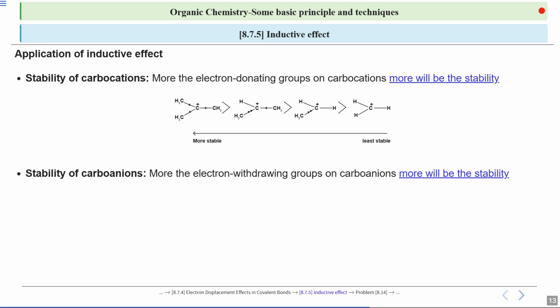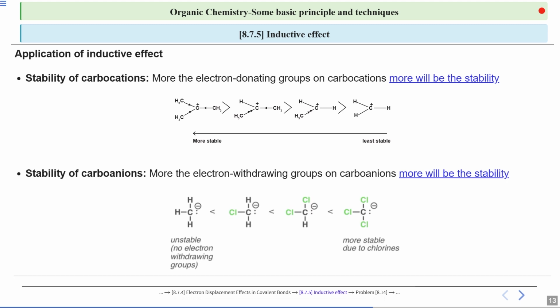Then conversely, if I talk about the stability of carbanion, then their stability increases with increasing number of electron withdrawing groups, because they will lose the burden on the carbon containing the negative charge by pulling electron density towards themselves. Here we have an example. So the first one is having a negative charge with 3 hydrogens.